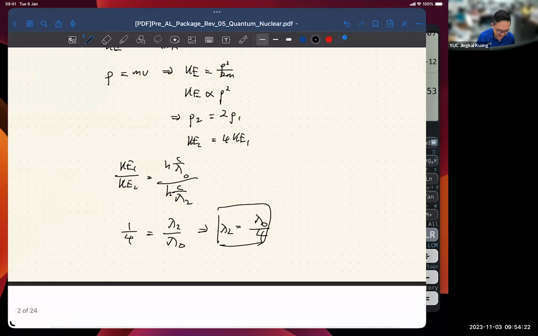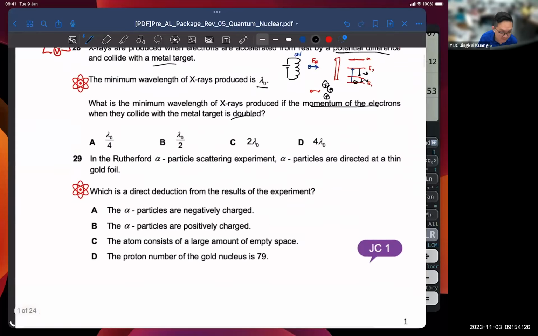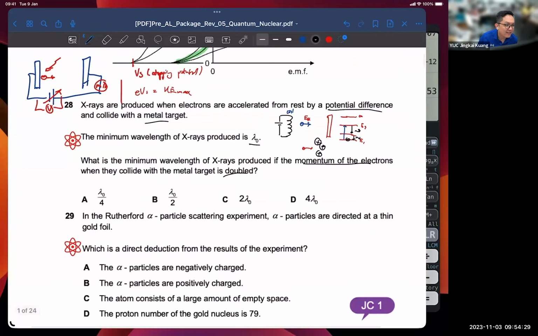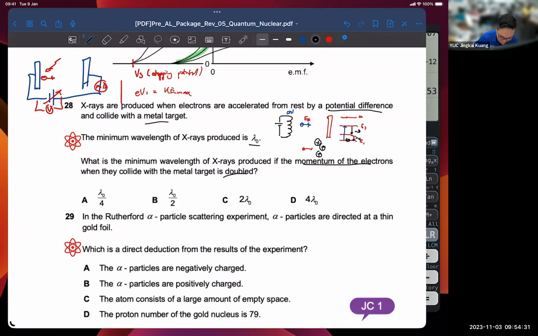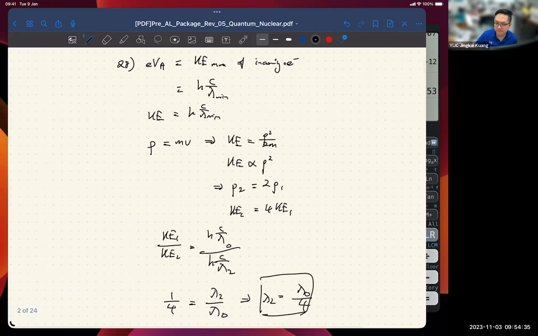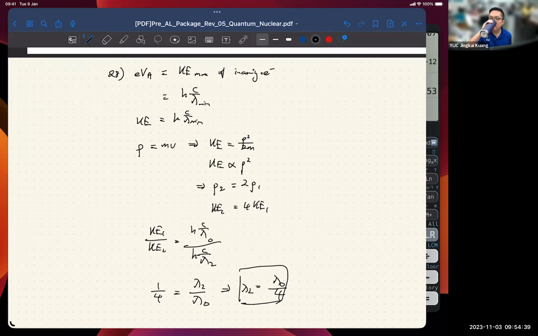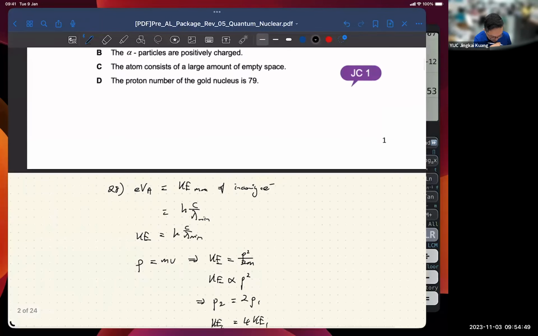Okay, so this is question 28. Any issues with 28? I'll show the working again. Where is my pen? Okay, next we have the gold foil.